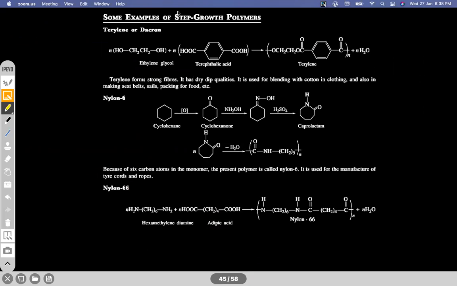the mechanism of polymerization can be either addition polymerization, condensation polymerization, and in that a step growth is also possible. So we have this molecule ethylene glycol and terephthalic acid. This gives you terylene. You don't have to write down this reaction, but you should know the monomers, like ethylene glycol and terephthalic acid are the monomers of terylene, okay? Terylene forms strong fibers. It is used for blending with cotton in clothing and also in making seat belts, packing of foods, etc.